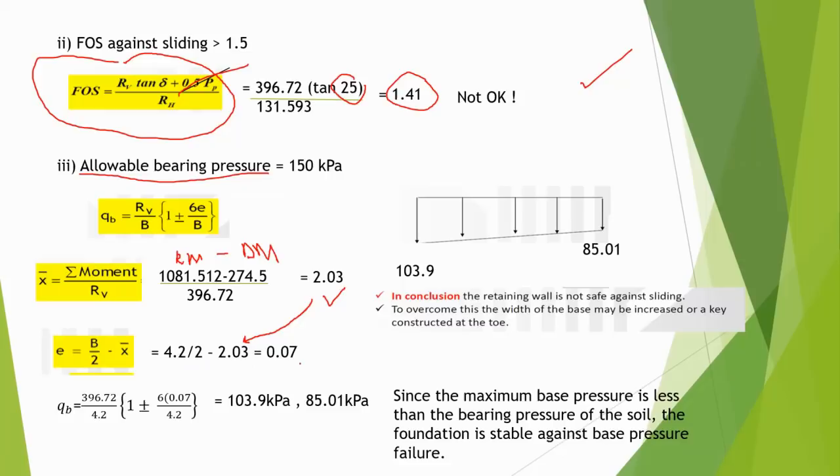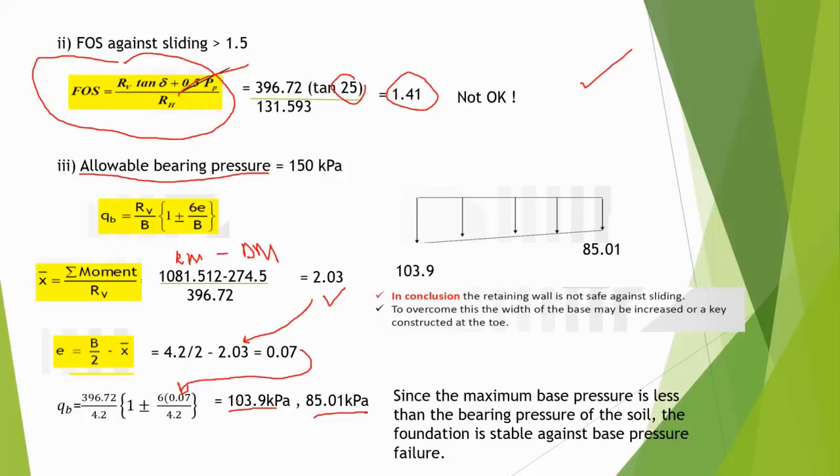Masuk E ni dekat formula asal dia. RV berapa yang kira-kira tadi? RV yang ni 396. Lepas tu divide by base 4.2, dapatlah 2. Satu buat positif, satu buat negatif. Dapatlah 2 value. So, yang besar ni kat sini, ni ke sini.